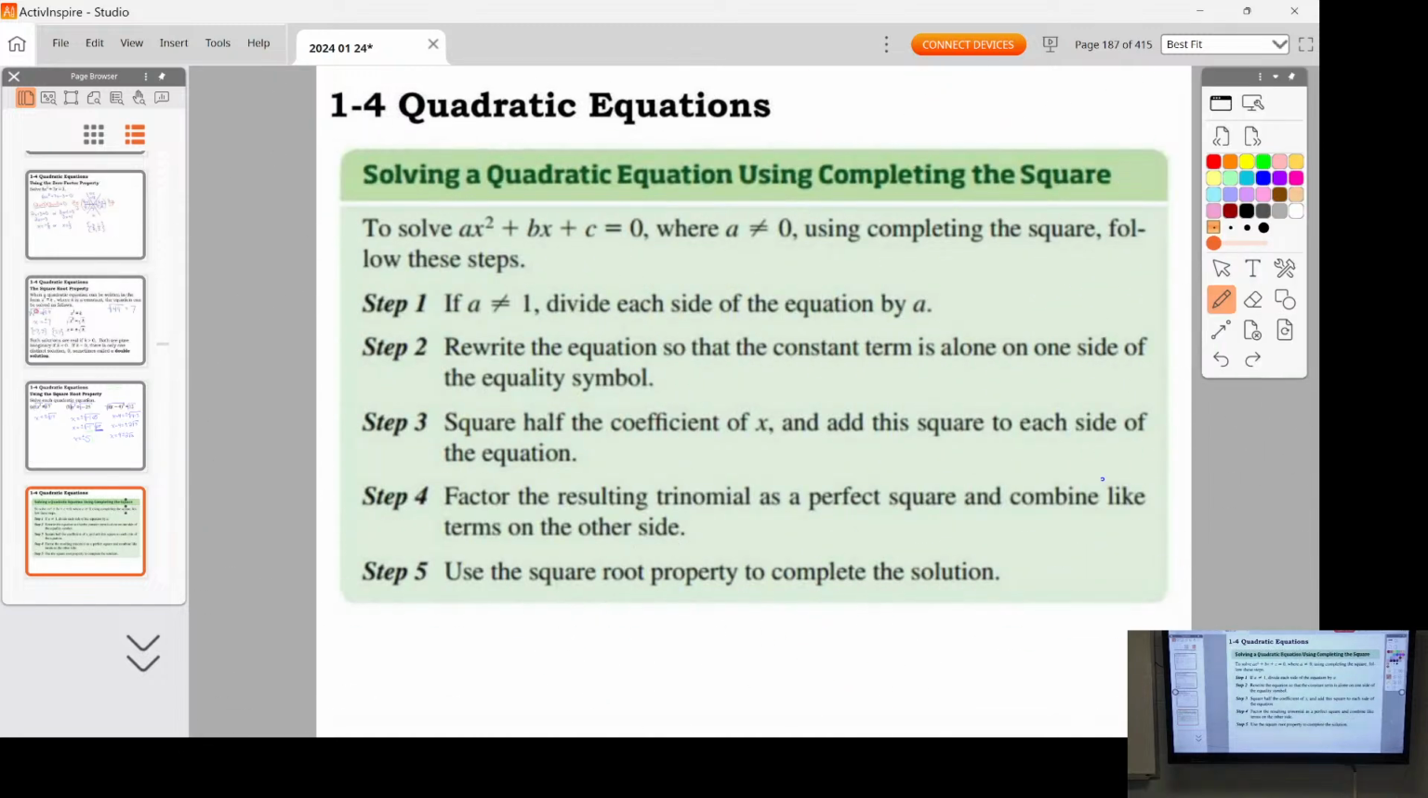Completing the square. To complete the square, you're going to take a quadratic that's not a perfect square and make it a perfect square. Hence the phrase, completing the square. Do y'all remember doing this last semester? Who does not remember completing the square? Okay.